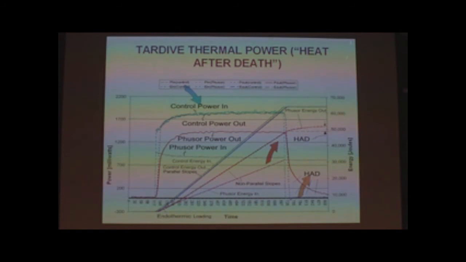Here, we can measure the heat after death that occurs after the system shuts off. Here's the heat after death as power, which we call tardive power. Heat after death is in energy, and we like to talk in terms of power, so we call it tardive thermal power. When we do the time integral, we get the heat after death.